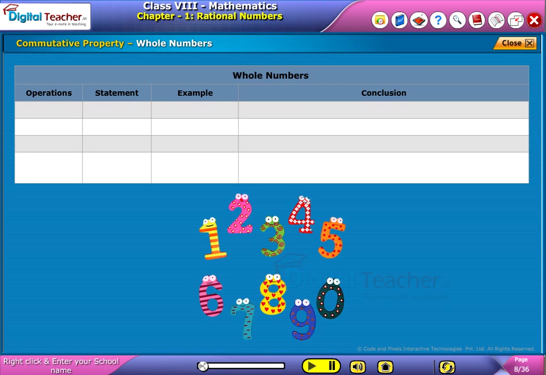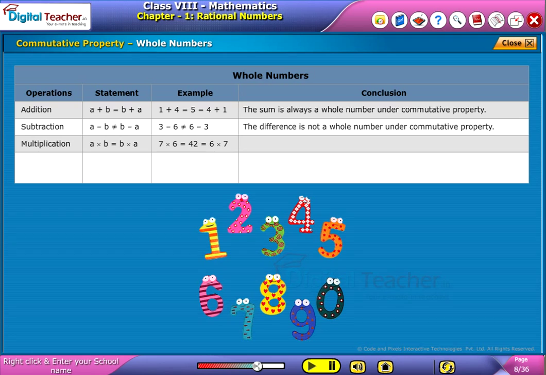Let us see the commutative property of operations on whole numbers. Under addition operation, it states that the change in the order of two whole numbers does not change the sum. Under multiplication, the product of 7 and 6 is equal to 42, which is also equal to the product of 6 and 7. It concludes that the multiplication of whole numbers is commutative.